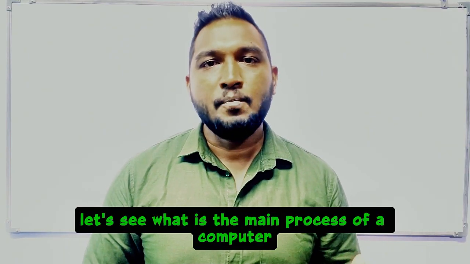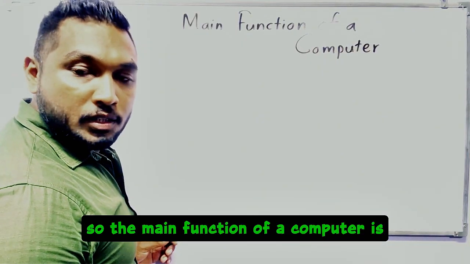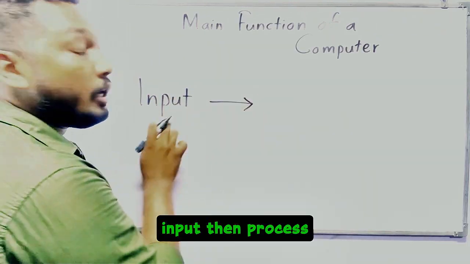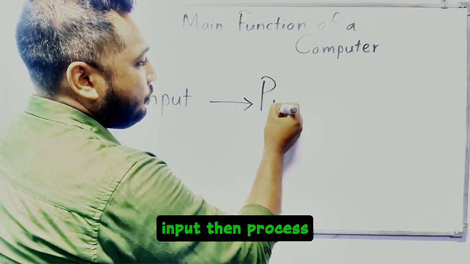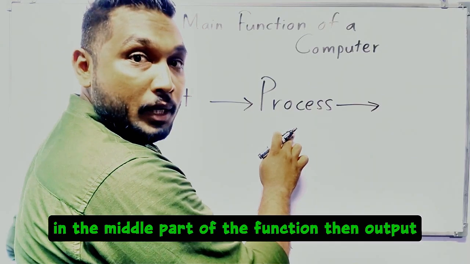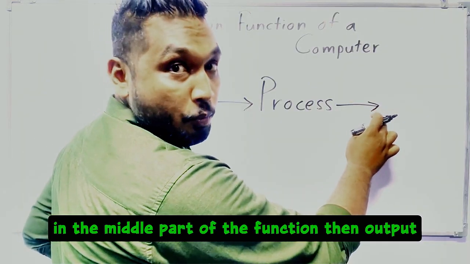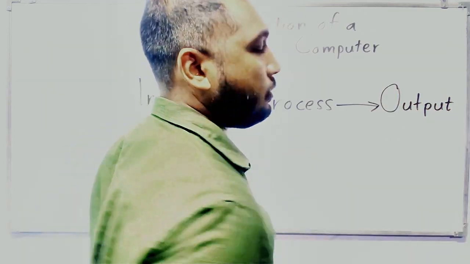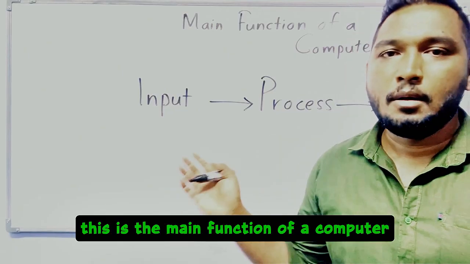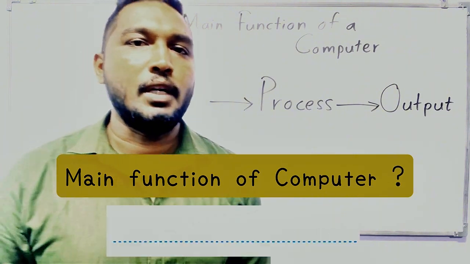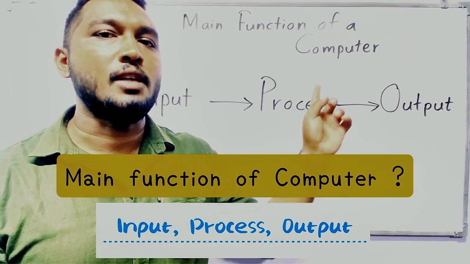Let's see what is the main process of a computer. So, the main function of a computer is input, then process. Processing is happening in the middle part of the function, then output. This is the main function of a computer. If your paper asks what is the main function of a computer, you should write input, process, output.